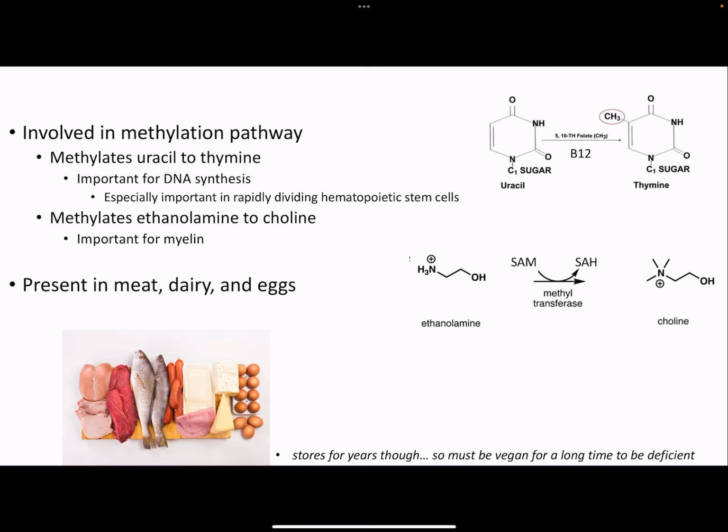So when we think of cobalamin, the methylation pathway, uracil to thymine, hematopoietic stem cells, and ethanolamine to choline, that's for the myelin. And cobalamin comes from meat, dairy, and eggs. So in other words, vegans have an issue with cobalamin.